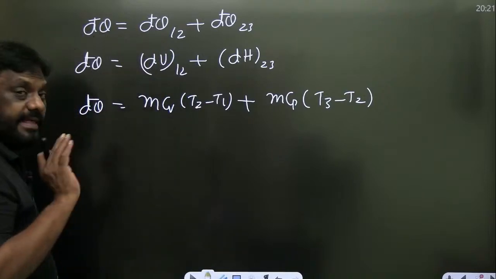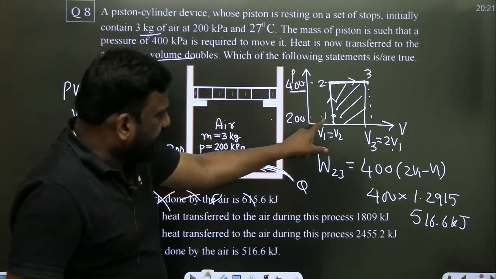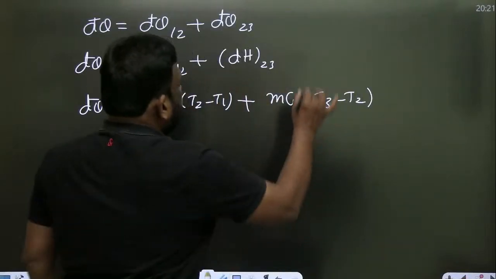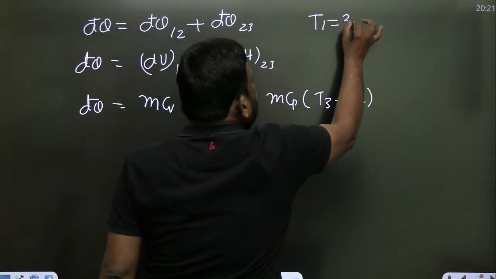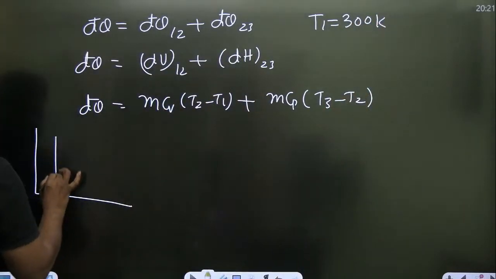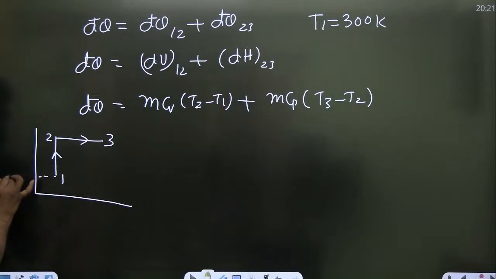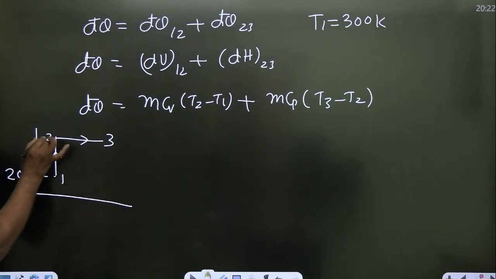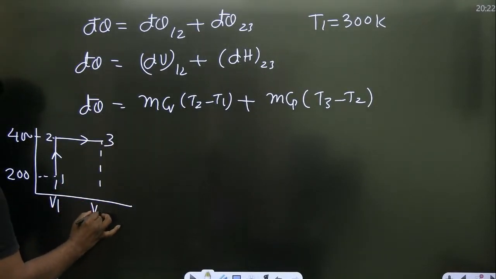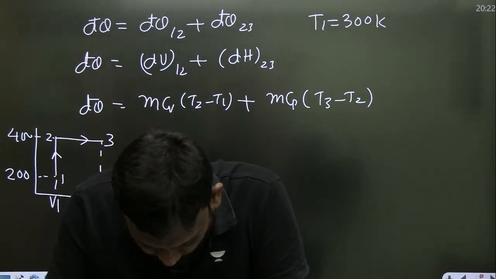Now there is a problem, sir. None of the temperatures are known. I only know T1, the initial temperature. Initially the system is at 300 Kelvin. Initially the temperature is 27 degrees centigrade, which is 300 Kelvin now. Can anyone help me? What is this? This is 200 kilopascal. And what is this? It is 400. This is V1 and this is V3, which is 2V1. Can anyone help me?